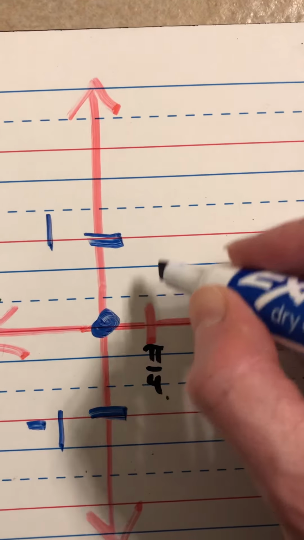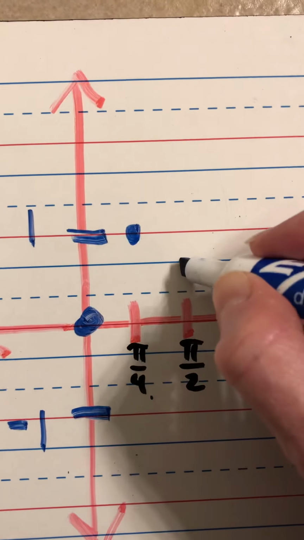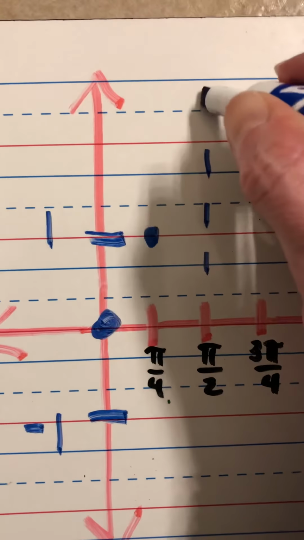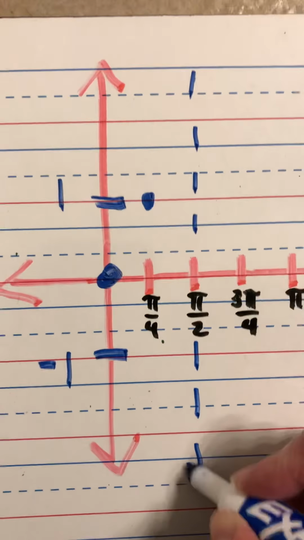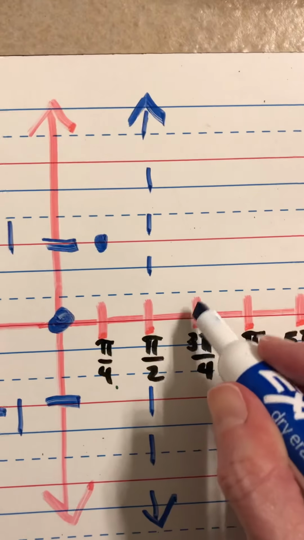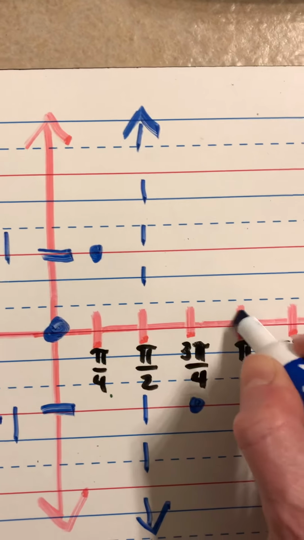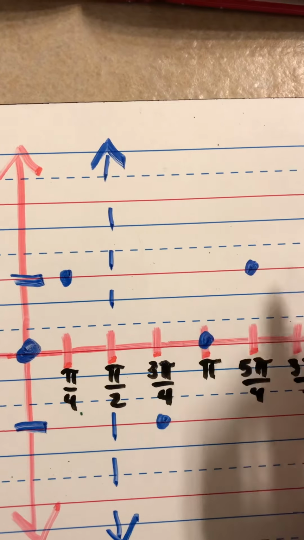So pi over 4 is at 1. Pi over 2 is undefined, so that's going to give me an asymptote. So I draw in my dashed lines for a vertical asymptote. 3 pi over 4 is going to be -1. Pi I found to be 0. 5 pi over 4 I found to be 1.